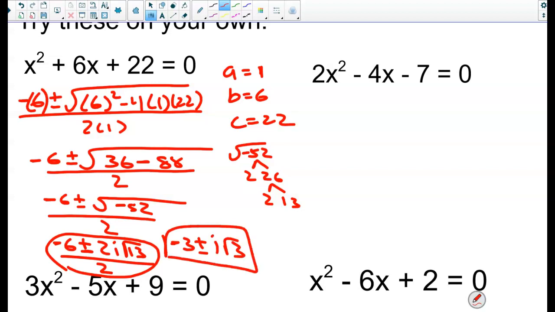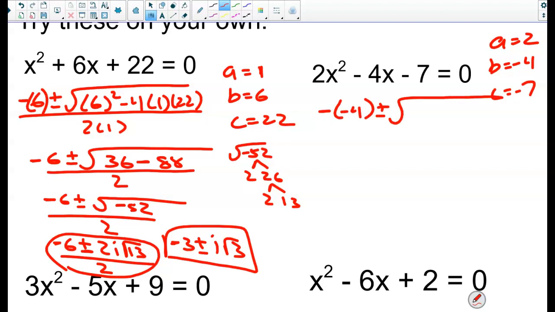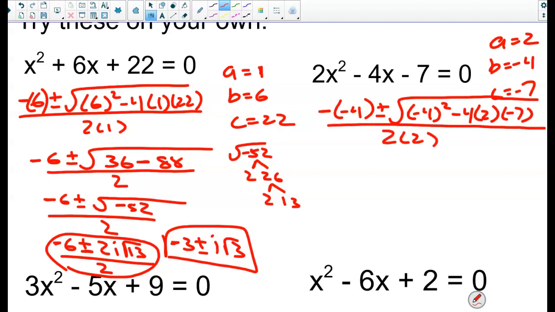If you look at the next one, and I like to do this first, A equals 2, B equals negative 4, and C equals negative 7 to establish what A, B, and C are at all times. So in this case, we have negative, negative 4. That's a double negative that will turn to a positive. All right, we have negative 4 squared minus 4 times 2 times negative 7. And I've got to be aware of my signs at all times, and over 2 times 2.